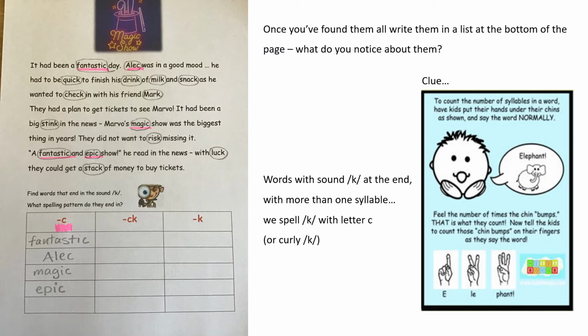What do you notice about them? What do they have in common? This is a bit of detective work we need to do. We might need a bit of a clue. If you look at these words, you will hopefully start to see that they all have more than one syllable. And you can count syllables by placing your hand under your chin, as the picture here shows. Where a word with the sound k at the end has more than one syllable, we use the letter C to spell the sound, or as some kids like to call it, curly k.